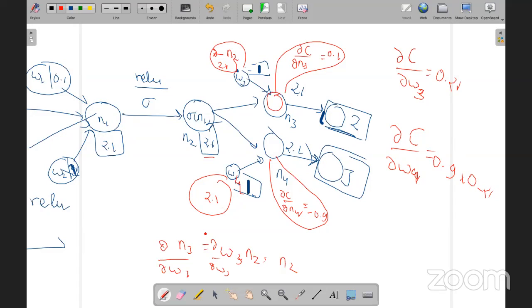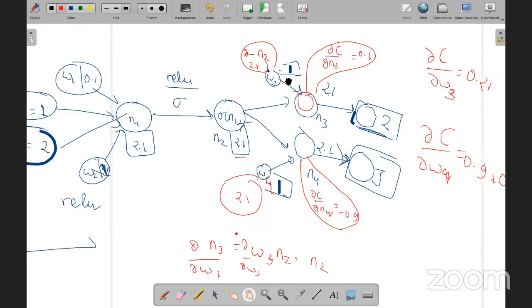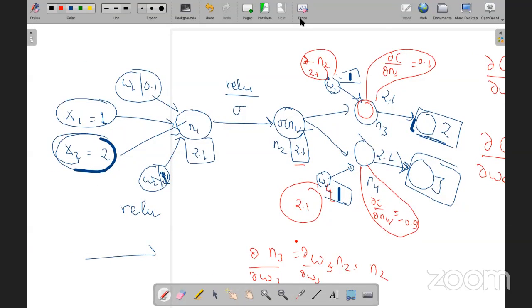Now you go back this way. Just do it for one more node and we'll end this. Now just see this node. Okay, this was very important: you store this derivative, whatever you calculate till now. This is 0.1 and this is 0.9, and you are going backward here.